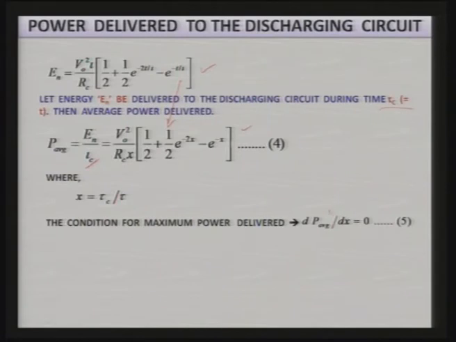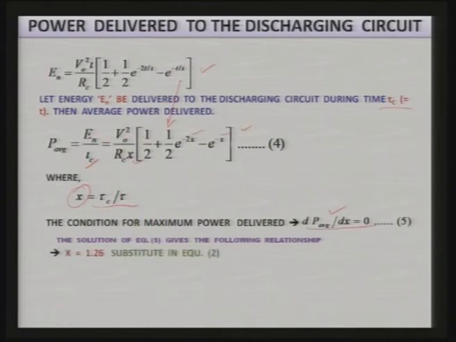So, the condition that we know, for having the maximum power delivery to the discharging circuit, is that d P average over d x is equal to 0, because x is the variable over here, which you can find here and here also. So, the solution of equation 5, when we solve this particular equation, will give the following relationship, that is x is equal to 1.26.